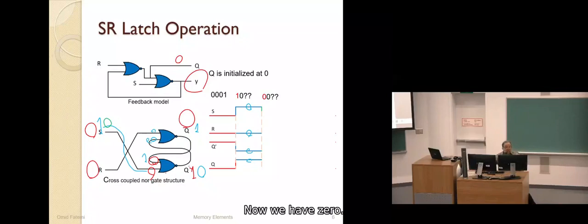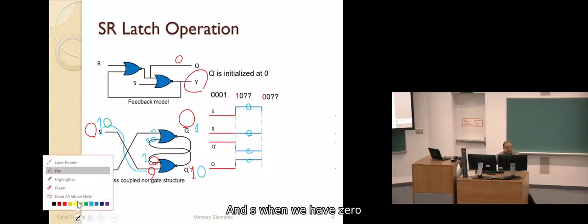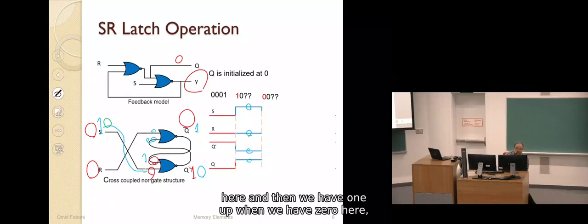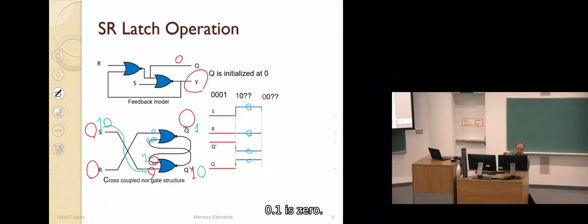Now we have 0 on S. When we have 0 here, and then we have 1 up, so 0 nor 1 is 0. So we have 0. And then we have 0 here, and again here is 0. 0 nor 0 is 1. Okay? Agree? No, we are noring.